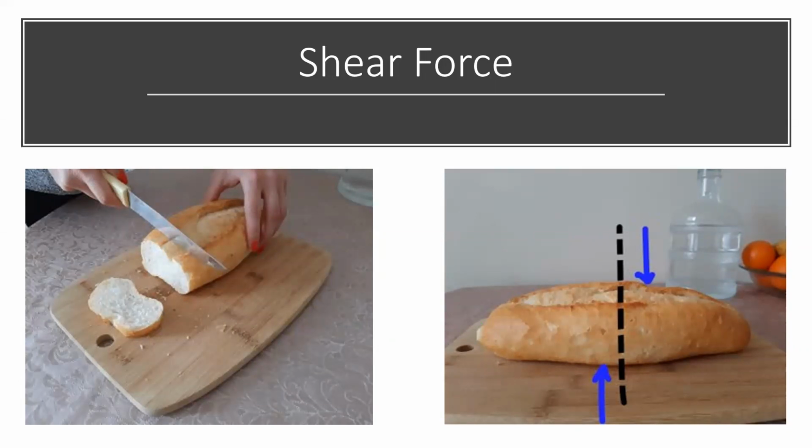As I slice this bread, the shear force is applied parallel to this cross-section. This shear force pushes one part of the bread in one direction and the other part of the bread in the opposite direction. This causes one surface to slide with respect to the other, and the body shears. We are applying shear forces parallel to the cross-section, creating shear stress, which breaks the parts into two.